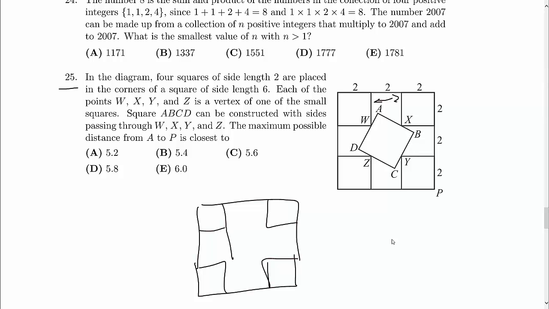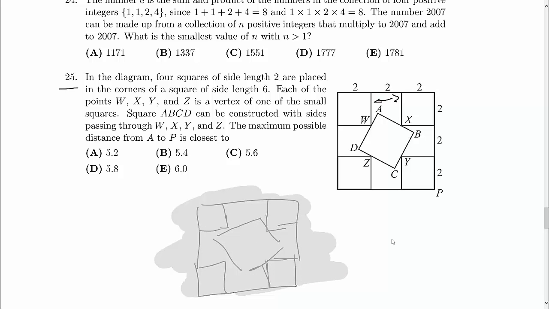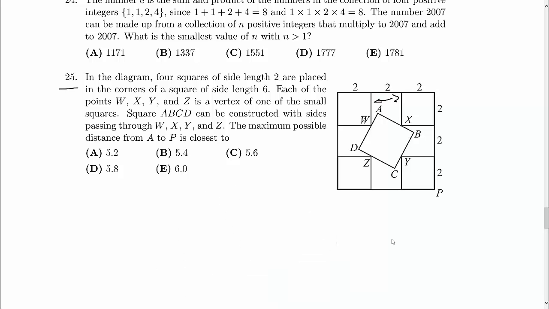I mean, technically, couldn't A just be where W is and B where X is? That's a square whose sides technically pass through, and I suppose we could even... They have quite a rotated picture, but we could certainly have it a bit more slanted. So there's lots of possibilities here. What we want to know in this question, out of all these possible ways that we could draw in square ABCD, is what is the maximum possible distance we could get between A and P?